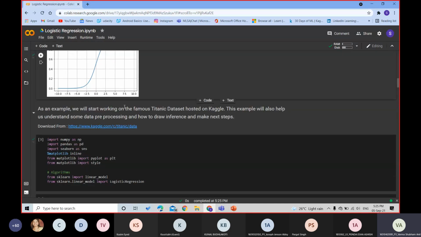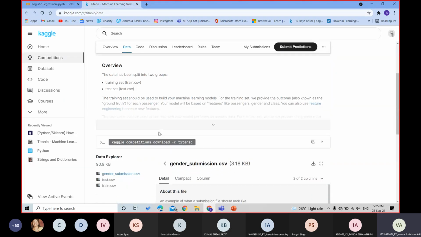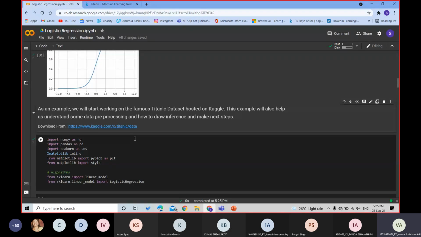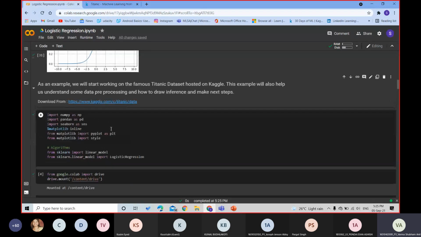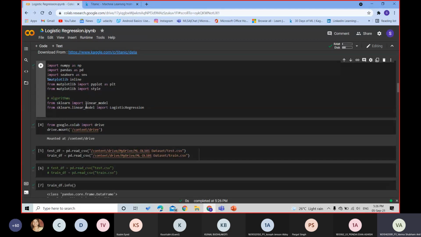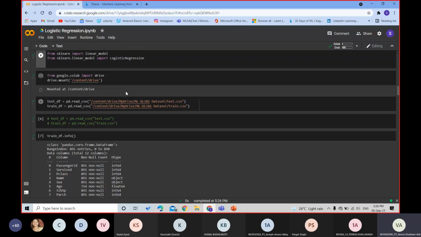Okay, so what I'm doing now is taking the Titanic data set. The data set contains information of the passengers that were on board the Titanic, and we will bifurcate the passengers into two groups: one is survived and the other one is not survived. Now let's first import our libraries. As we see, our libraries have been imported.